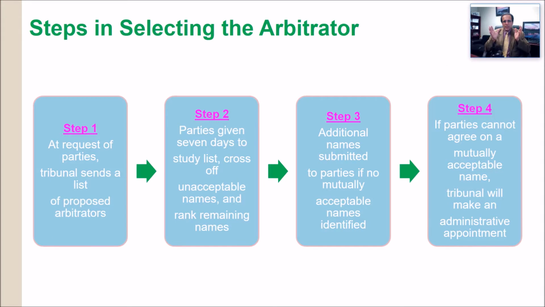There are several steps involved in selecting the arbitrator. Number one, at the request of the parties, the tribunal sends a list of proposed possible arbitrators to the parties. Step number two, the parties are given 7 days to study the list, cross off unacceptable names, and rank the remaining names. Step number three, additional names are submitted to the parties if no mutually acceptable names are identified at this stage. In step number four, if the parties cannot agree on a mutually acceptable name, the tribunal will make an administrative appointment.